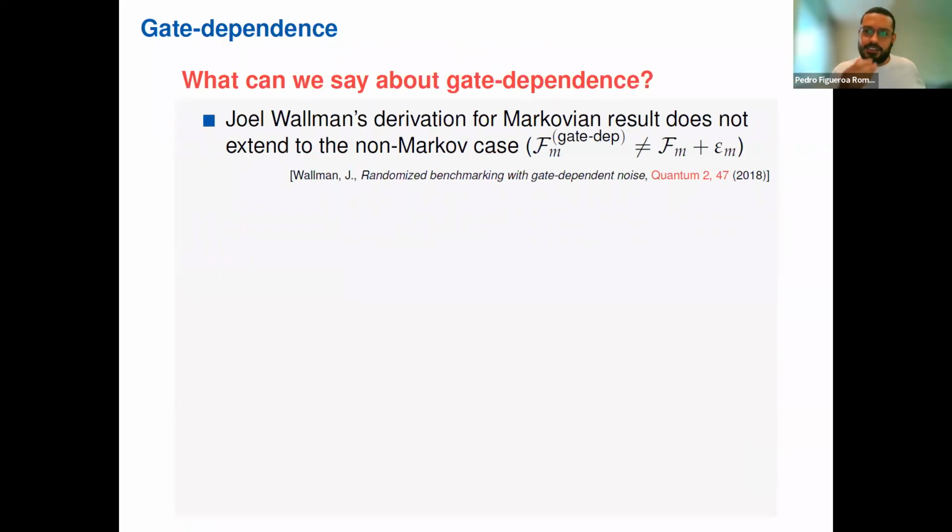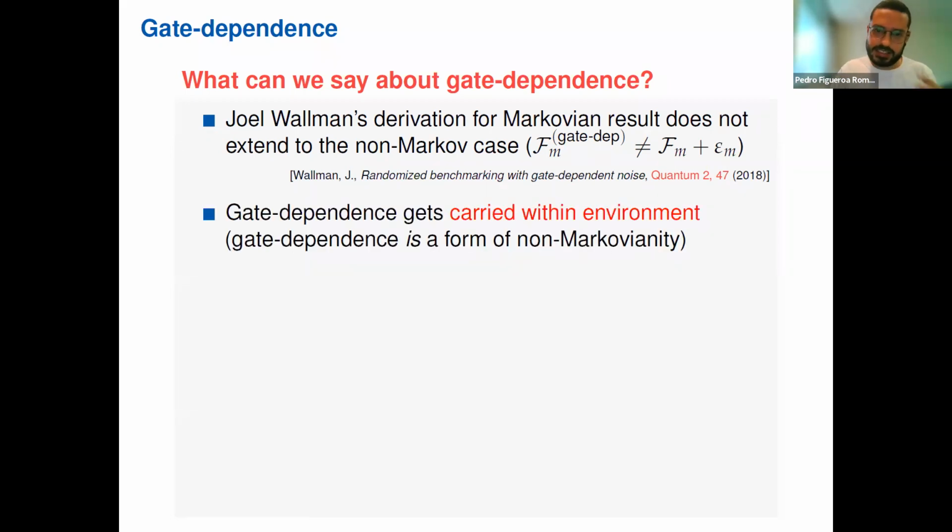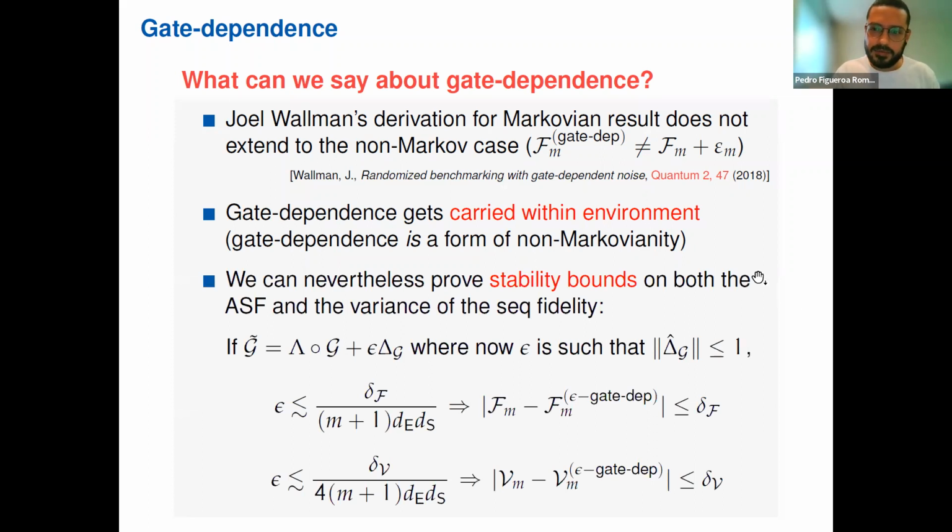Then, finally, this is the last thing that we wanted to look at, when we came up with this expression for the average sequence fidelity as well. What happens with gate dependence? Gate dependence in a way is a kind of non-Markovianity. So we were wondering how we can extend this type of result, that tells you that you can just add some kind of perturbation term to your sequence fidelity. As I said, gate dependence is a form of non-Markovianity. It turns out you cannot really extend this expression from the Markovian case.